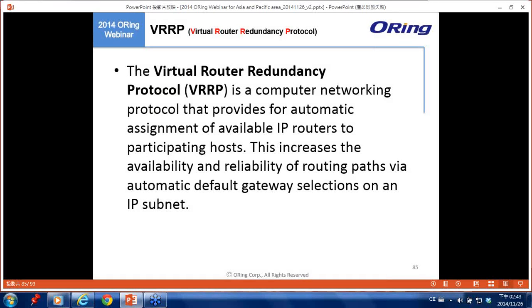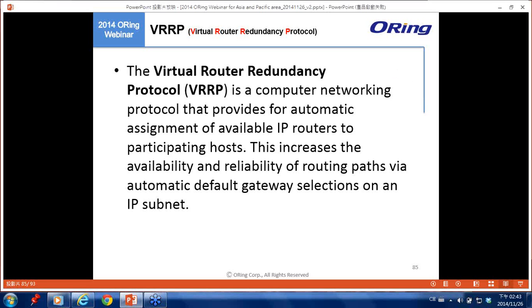Next topic is VRRP. VRRP, the Virtual Router Redundancy Protocol, is a computer networking protocol that provides for automatic assignment of available IP routers to participating hosts. This increases the availability and reliability of the routing path by automatic default gateway selection on an IP subnet. I can make it simpler. Let's take a look at the next picture.